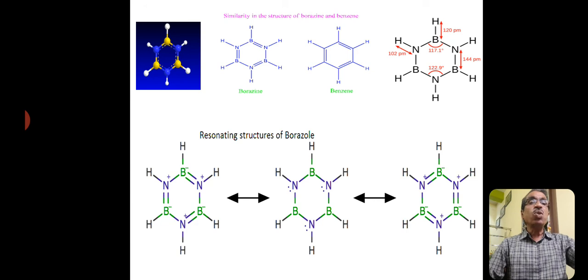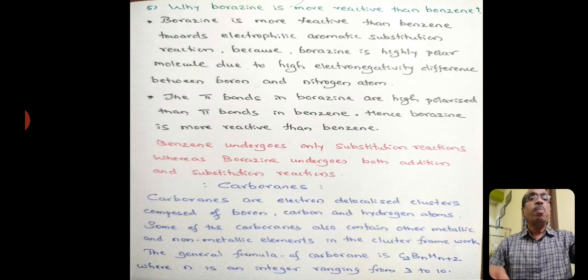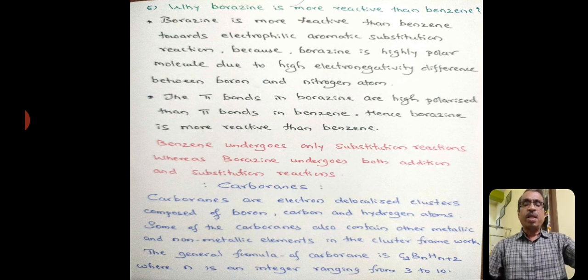Coming to the resonating structures of borazole. The resonating structure is given, and it shows that the nitrogen has a lone pair of electrons while the boron has an empty p orbital. Borazine is more reactive than benzene. Now let us study why borazine is more reactive than benzene. It is because of the following reasons.